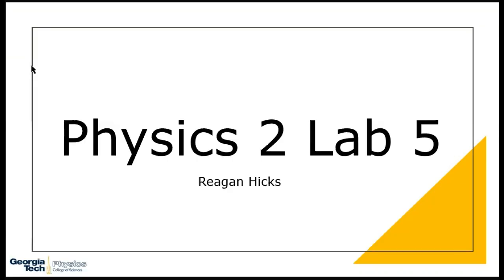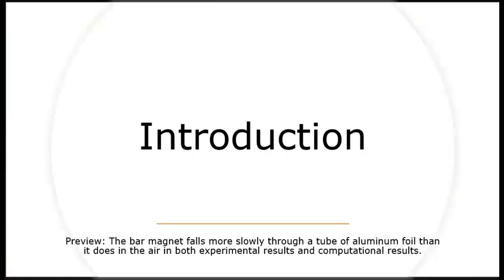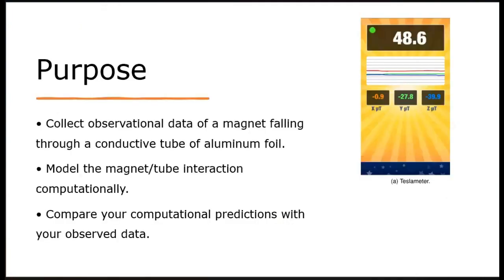Hello, this is my Physics 2 Lab 5 presentation. In my introduction, I have a preview of the results, which is that the bar magnet falls more slowly through a tube of aluminum foil than it does in the air, in both experimental results and computational results.